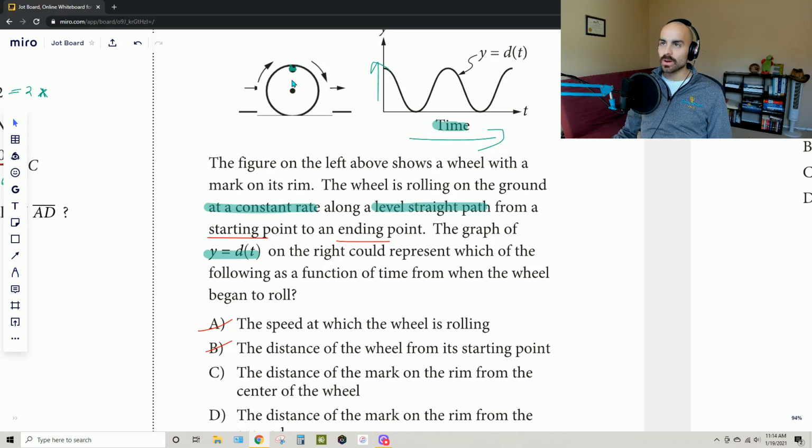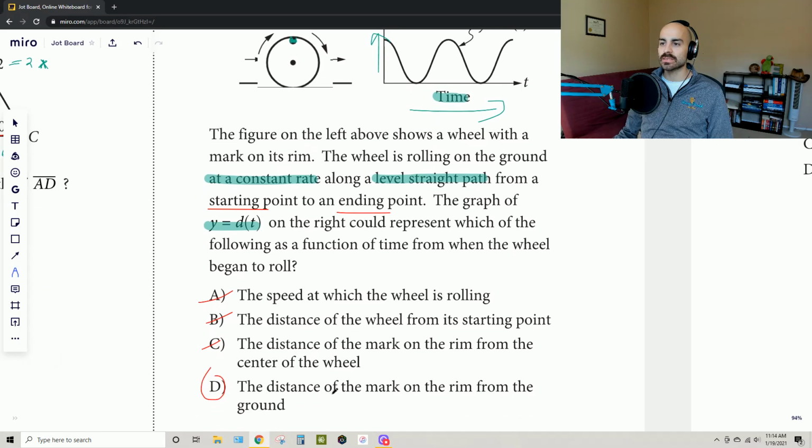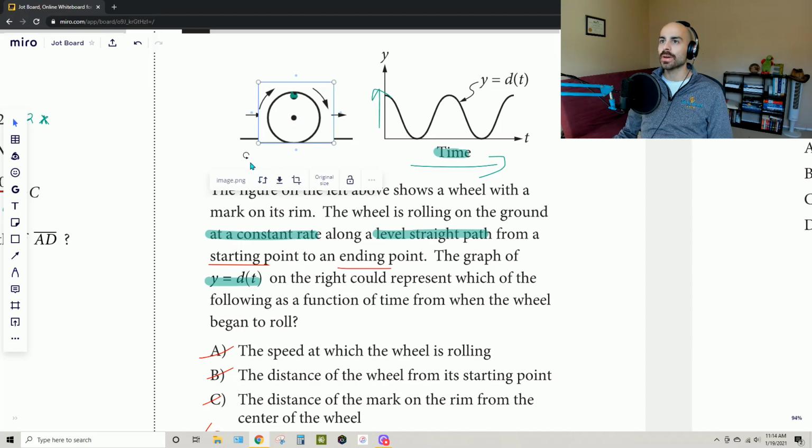Well, as we saw, that mark is not going to move or anything like that. It's at the end of the wheel. It's going to stay there the whole way through. So it can't be C. That leaves us with D, which also makes sense. The distance of the mark on the rim from the ground. We can see that that mark is at its highest point there, but as the wheel is turned halfway, we can see that it's now at the lowest point, which would represent these valleys here.